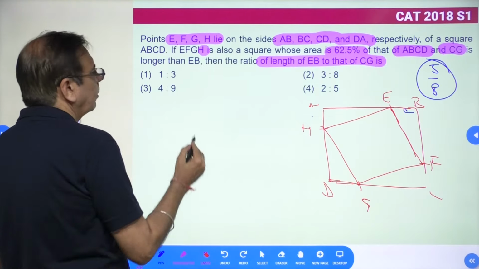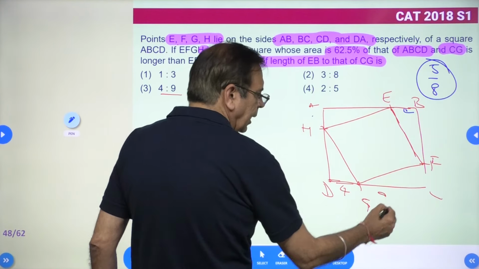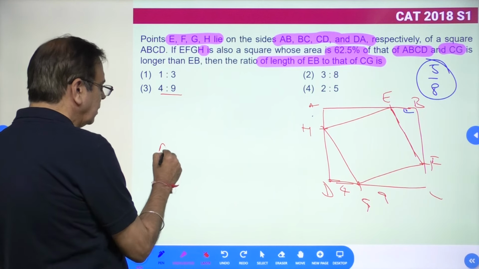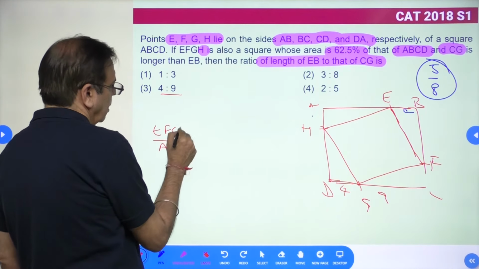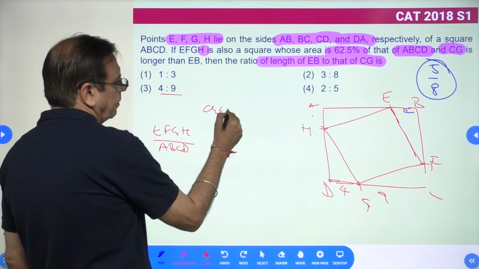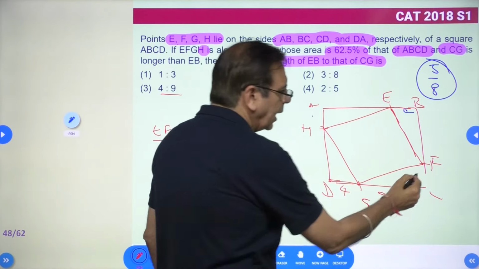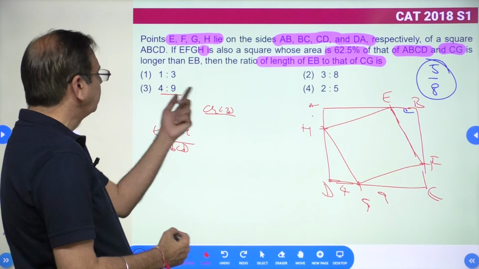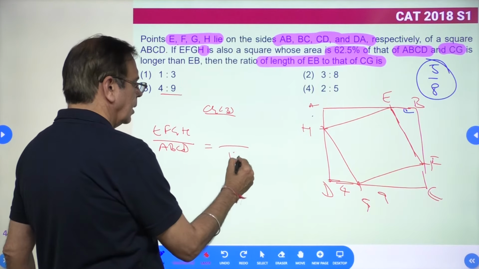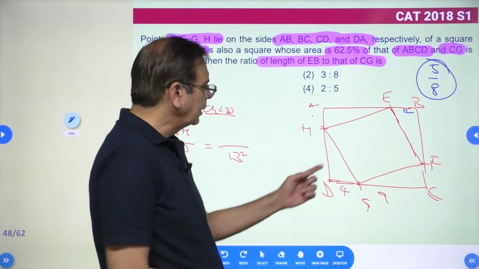Okay. Now, supposing I'm checking this choice, what does that mean? If this is 4, this is 9, that means area of ABCD, choice 3, will be, so that means that square will have a side of 4 plus 9, 13. Okay, so 13 square, and the other will be 4 and 9.